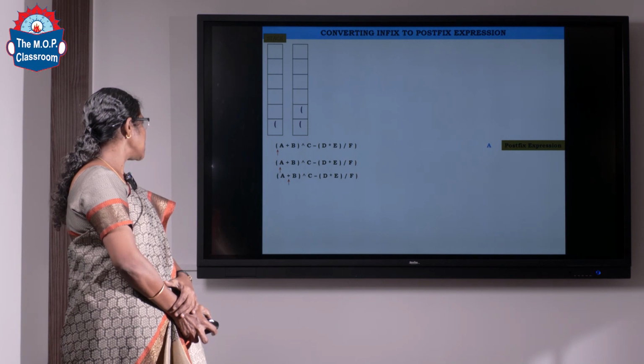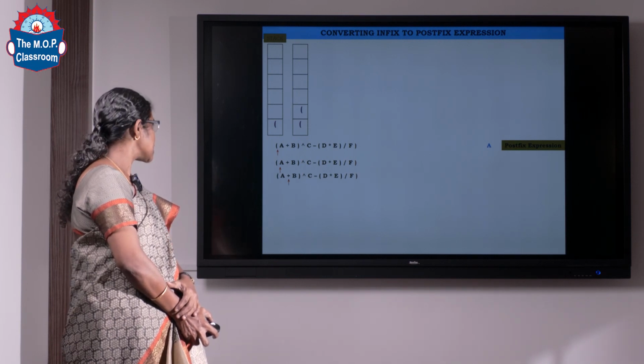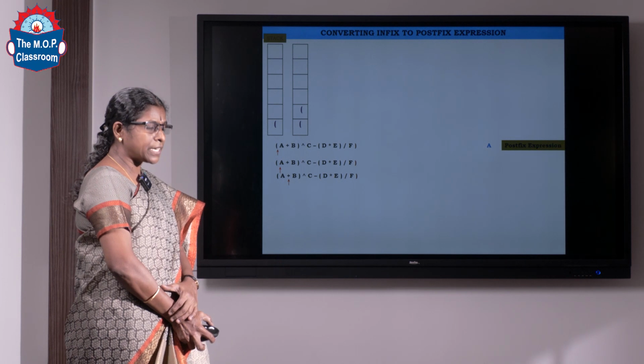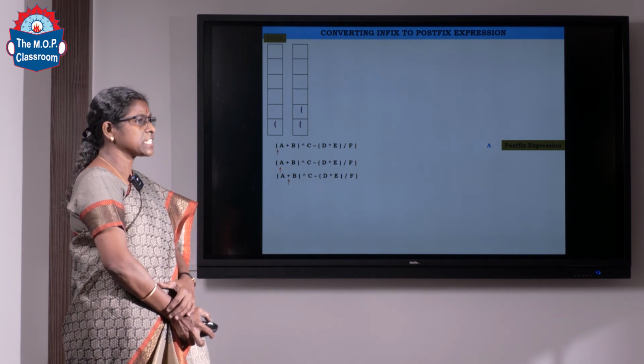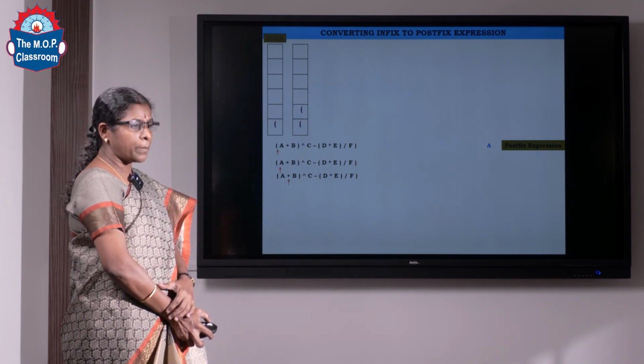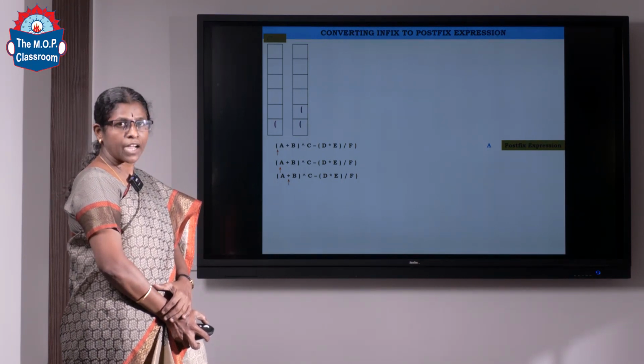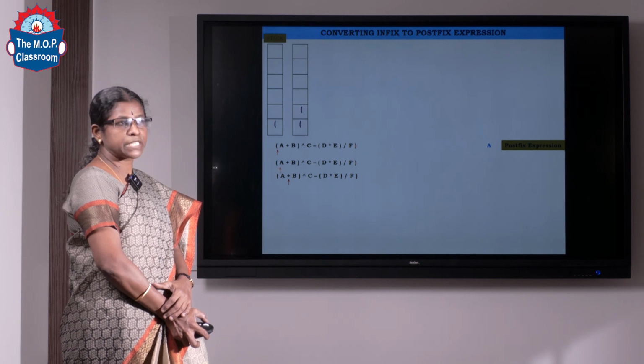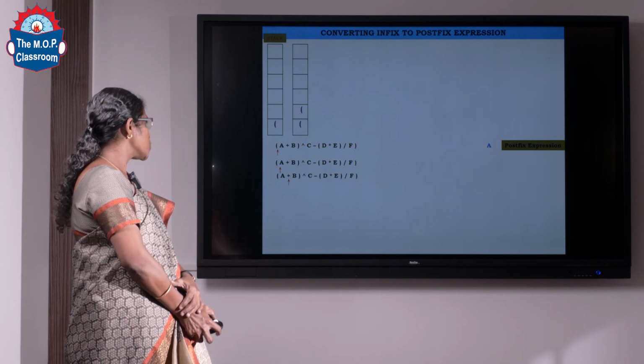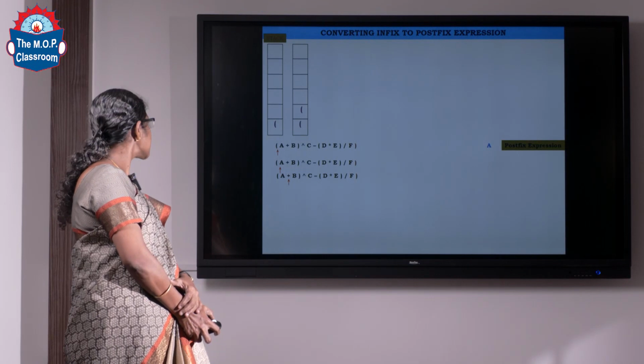The next character to be scanned is an operator, which is plus. Whenever an operator is encountered, check the top of the stack for any operator with higher or equal precedence. If you have any operator of higher or equal precedence, just pop it. Here we don't have any operator, so just add the new operator onto the stack.